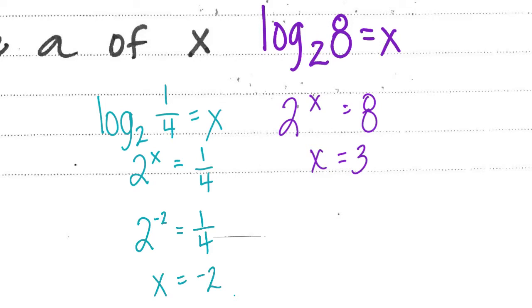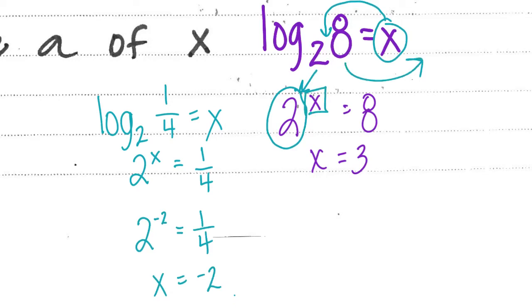Now, what I tell my students is, hey, we're going to take this and fly this into the middle. The little number becomes the base. That's why we say log base 2. So that becomes the base. The x, or the outside number, becomes the exponent. And the 8 is going to fly out of there.